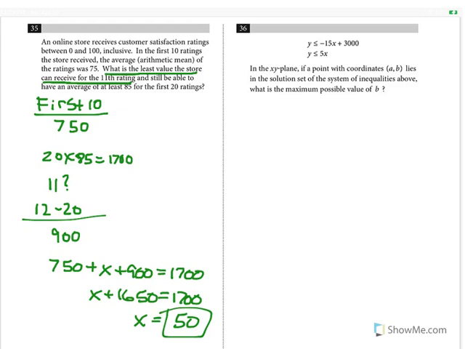All right. In the xy plane, if a point with coordinates (a, b) lies in the solution set of the system of inequalities above, what is the maximum possible value of b? All right, on this one, we need to understand graphs of inequalities. So if we have y less than or equal to negative 15x plus 3,000, all right.